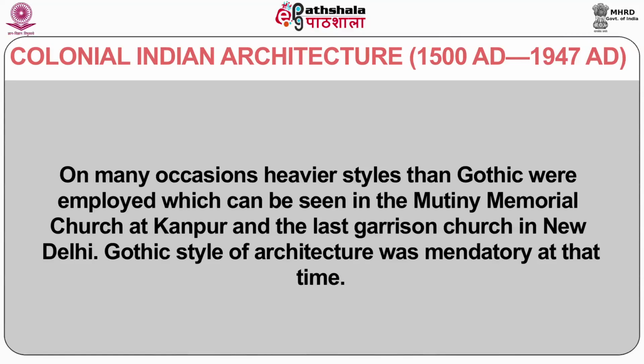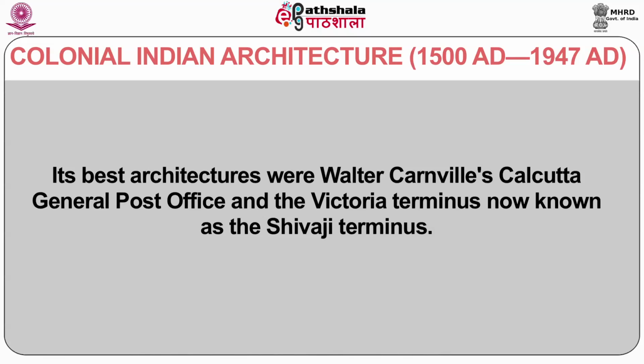On many occasions, heavier styles than Gothic were employed, which can be seen in the Mutiny Memorial Church at Kanpur and the Garrison Church in New Delhi. Gothic style of architecture was mandatory at the time. Its best examples were Walter Granville's Calcutta General Post Office and the Victoria Terminus, now known as the Shivaji Terminus.